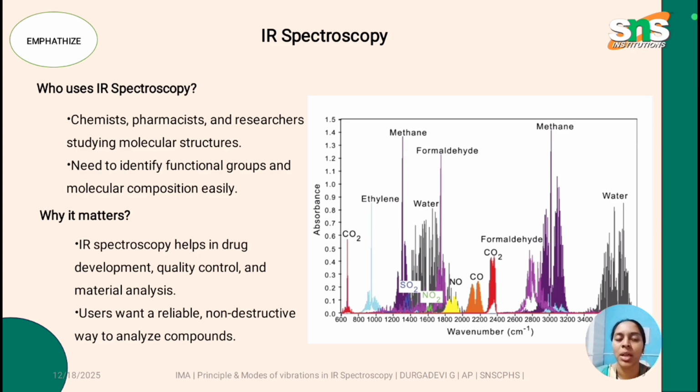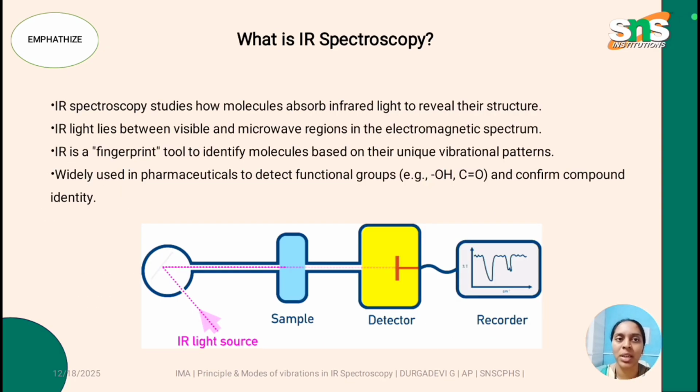Suppose we have a mixture of phytochemicals from a plant extract, or some other drug composition of various formulations. With the help of IR spectroscopy we can easily find out the molecular composition of that compound. With the help of that we can easily identify the functional groups that are responsible for producing that particular pharmaceutical activity.